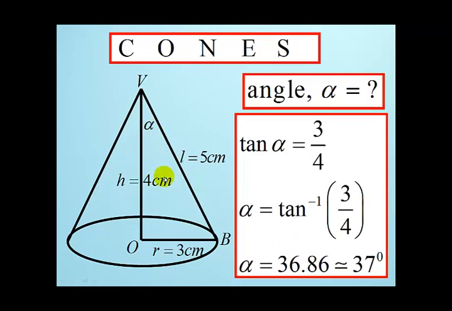Take note, because when you consider the right angle triangle VOB, you realize that all the three sides of the triangle are given. We have VO, that's the height of the cone. We have OB, that's the base radius of the cone. And we have VB, that's the slant height of the cone. Because all the three sides of the triangle are known, it means we can use any of the ratios, either sine, tan, or cos, and we'll be able to find the angle alpha, as we've done here. Now we proceed.